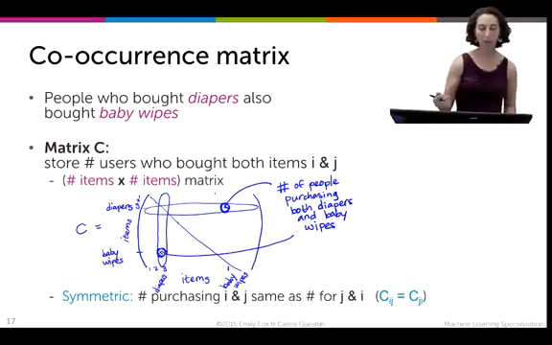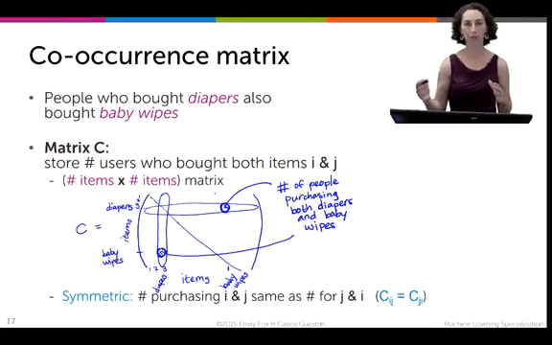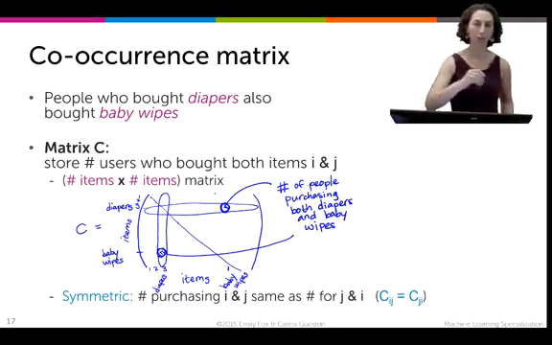Okay, and just to reiterate, the way we're going to build up this co-occurrence matrix is we're going to search through all the users' histories of purchases they've made and count. And every time we see a purchase of diapers, we'll add one to the entry of diapers along with all the other items. We're going to keep incrementing that matrix as we're searching over users.